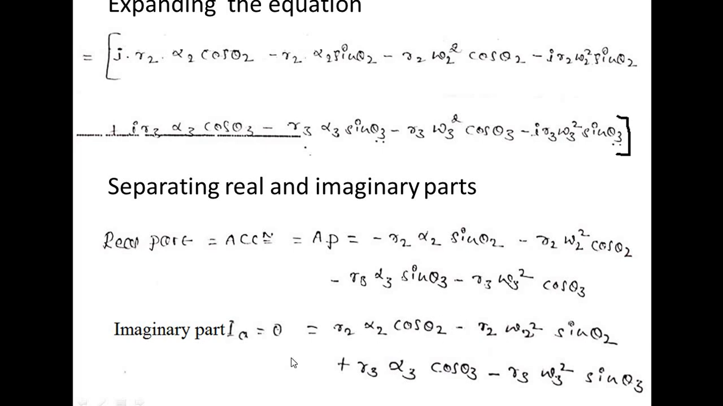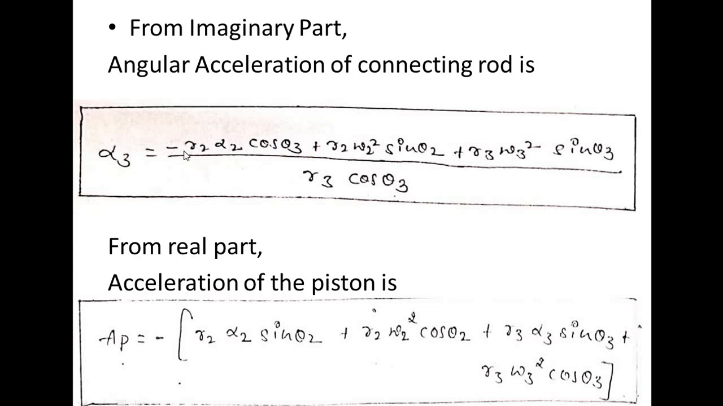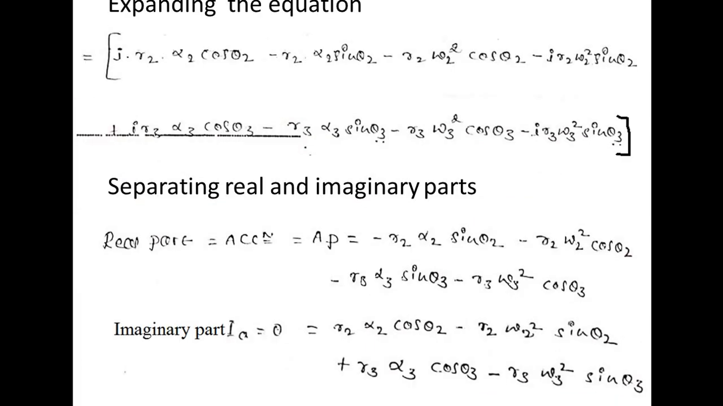You take all the terms to the left hand side, and we obtain the equation for alpha 3 as: alpha 3 equals minus r2 alpha 2 cos theta 2 plus r2 omega 2 square sin theta 2 plus r3 omega 3 square sin theta 3, divided by r3 cos theta 3. So this gives the angular acceleration of the connecting rod. Similarly, from the real part we can calculate the linear acceleration of the piston. So that is this equation here in the real part.